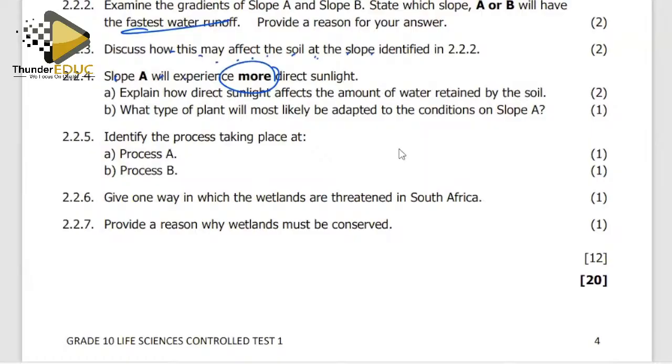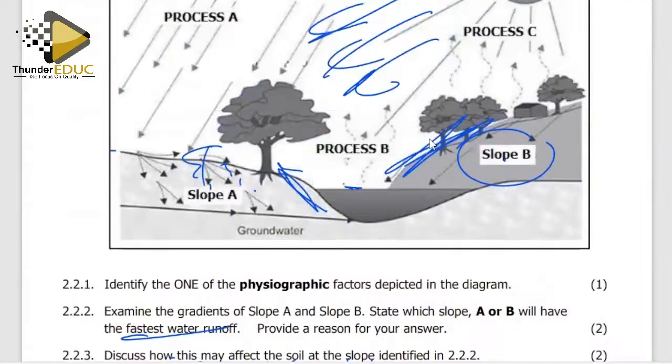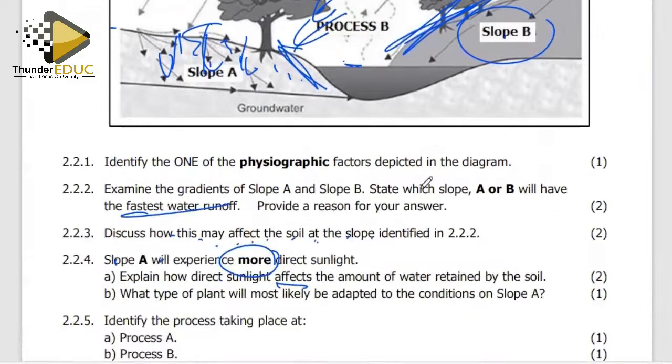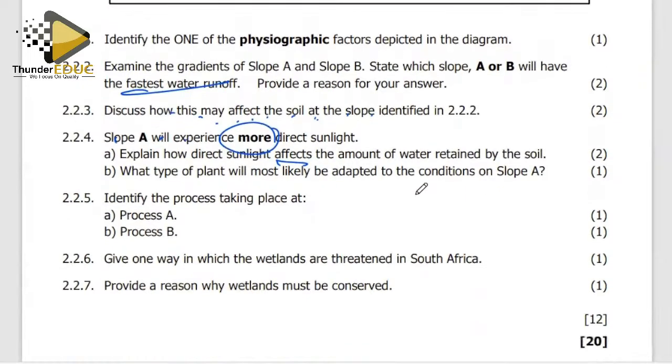So if they're saying affect, it doesn't matter whether it's positive or negative. If you are having too much sunlight, it means that it will affect. If the water has been absorbed and the sun is coming, then there will be too much evaporation, meaning that less water will be retained. Why? Because of the high rate of evaporation, due to the sun.